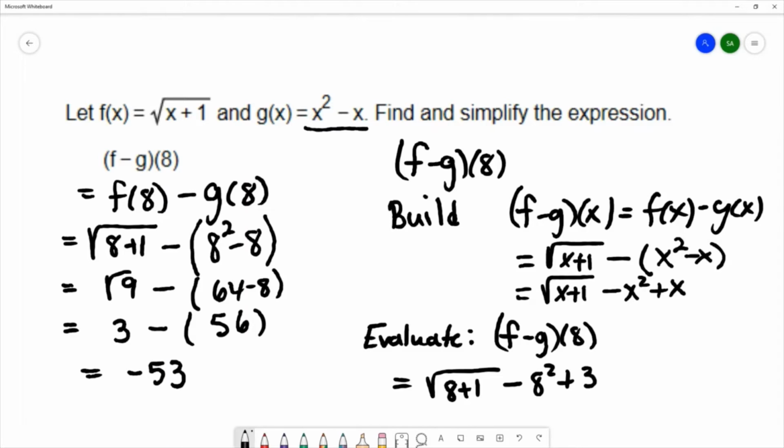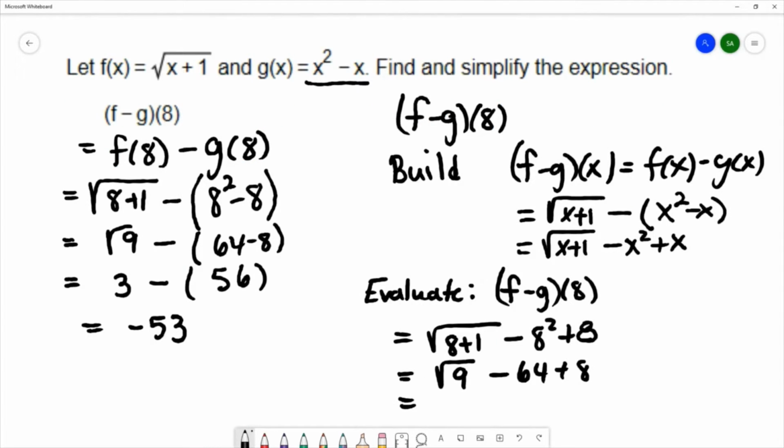Sorry, not 3, 8. And then we'll simplify. 8 plus 1 is 9. 8 squared is 64. Square root of 9 is 3. Negative 64 plus 8 is negative 56. And 3 minus 56 is negative 53. So we have two ways to find the solution for this problem.